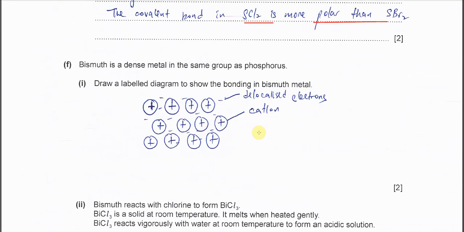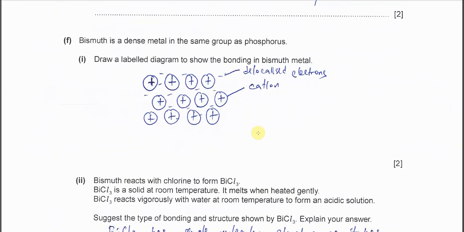Okay, part F1. This one is just to draw the labelled diagram to show bonding in bismuth metal. You just need to put at least 4 particles, and must put the positive charge there, and label the cation, or you just say bismuth ion. Then you have to label the negative charge, which is the electron. All these electrons are delocalized electrons, right?